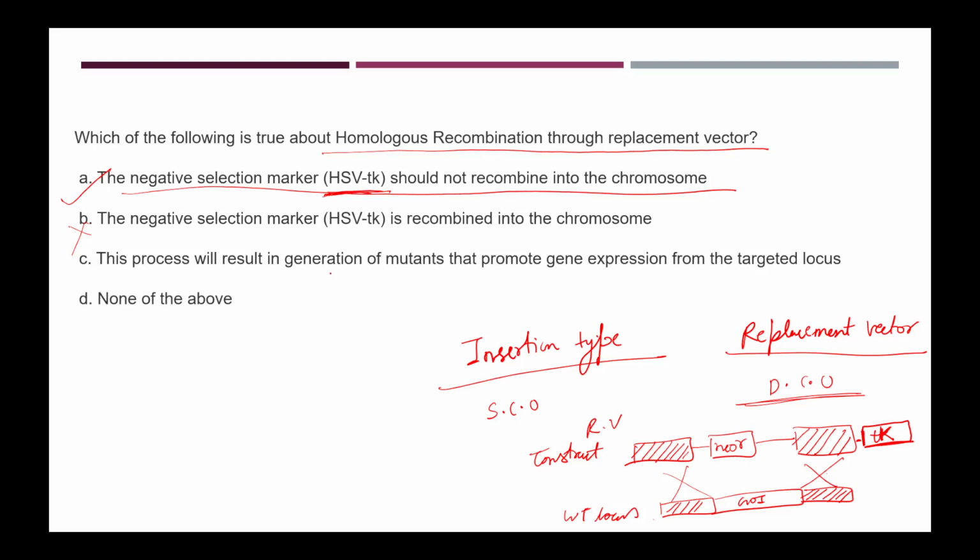This process will result in generation of a mutant that promotes gene expression from the targeted locus. No. Then the knockout will happen. So no gene expression from the targeted locus. So the first option is the correct one.